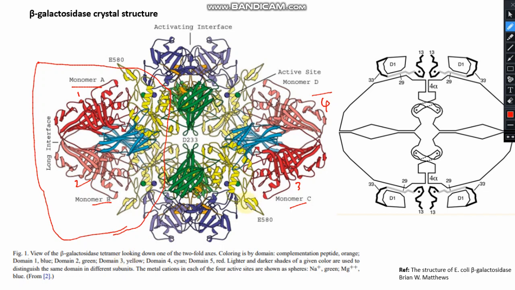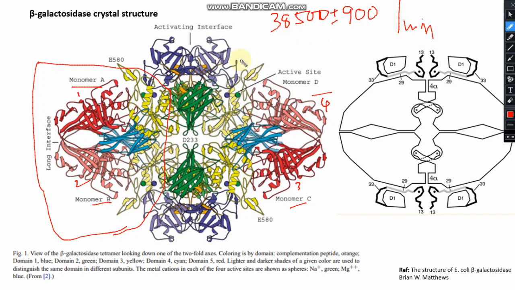Another important characteristic of beta-galactosidase is that each tetramer catalyzes around 38,500 plus or minus 900 reactions per minute. So beta-galactosidase catalyzes this number of reactions per minute.